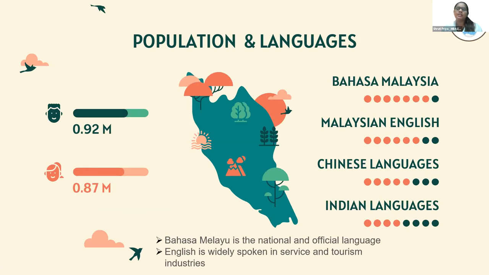Next, talking about the languages. Who knows the national language of Malaysia? Ma'am, I cannot hear you. Am I audible now? Hello? Yes, ma'am. Bahasa. Yes, it's known as Bahasa. This is the official language and the national language of the country. Other languages they speak are Malaysian English, Chinese languages, and also Indian languages.